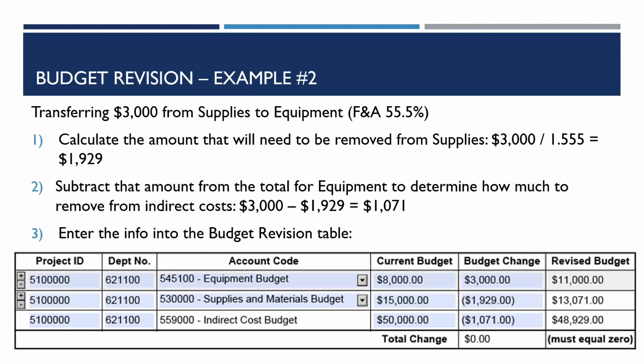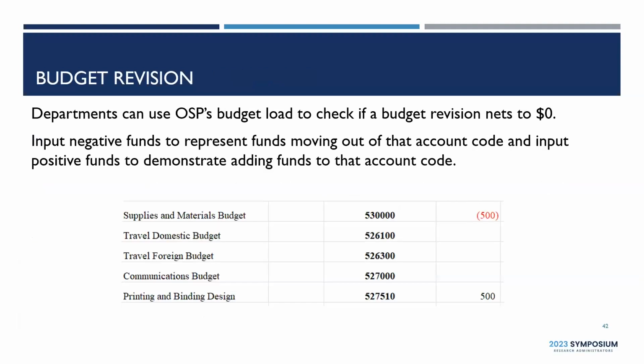Unfortunately, the OSP budget revision form doesn't have this inside the table. So that's another tricky part, is you might think that you've done it correctly, and then it will get to your SPS and they'll say, actually, there's an issue because this does not take into account the differences in F&A, if that makes sense. So even if it nets to 0 on the bottom on this form, there might be an issue just based on the account code.